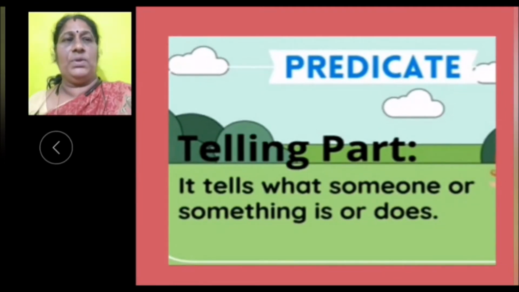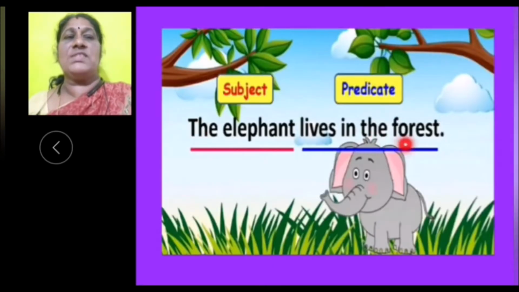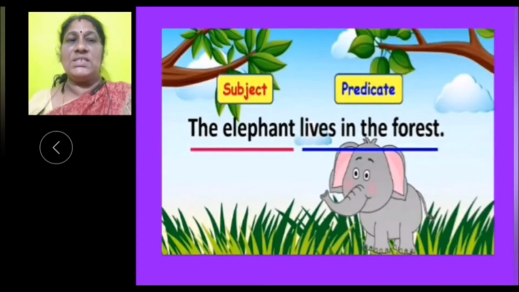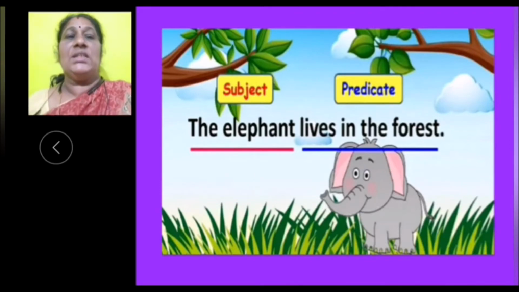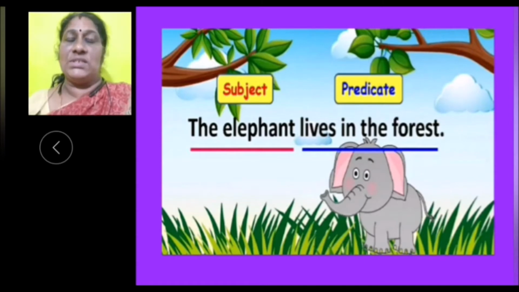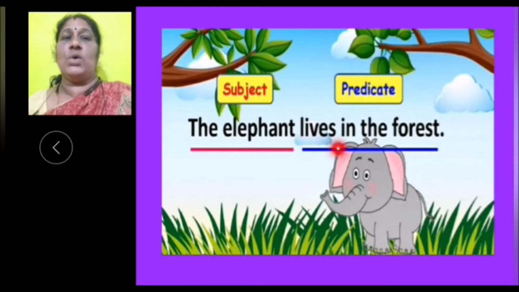For example, the elephant lives in the forest. This sentence talks about the elephant. So, the subject is elephant and the part lives in the forest tells what the elephant does. So, lives in the forest is the predicate. Predicate always contains a verb also. Here in this sentence, lives is the verb.